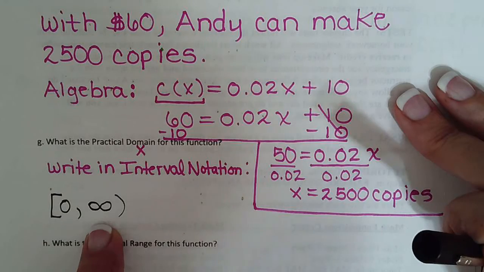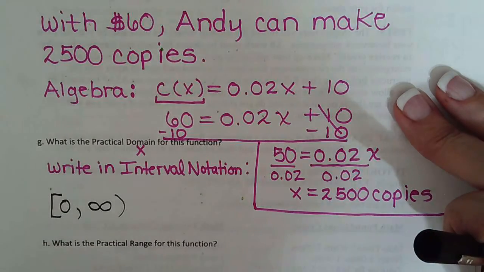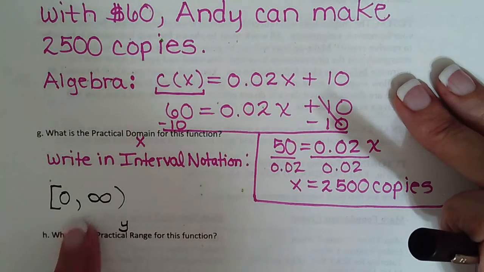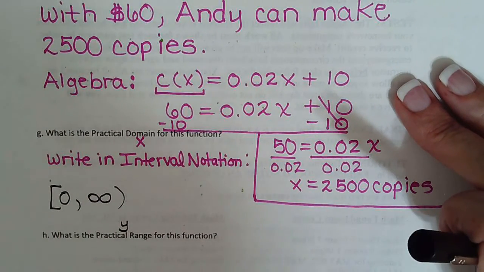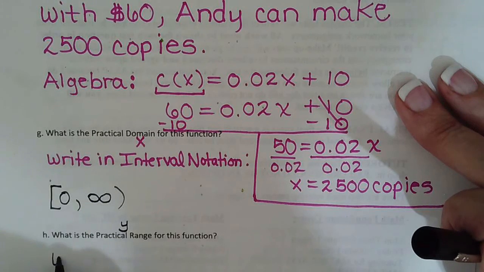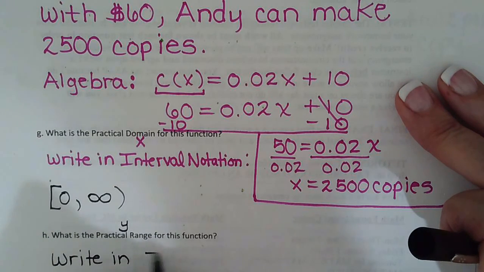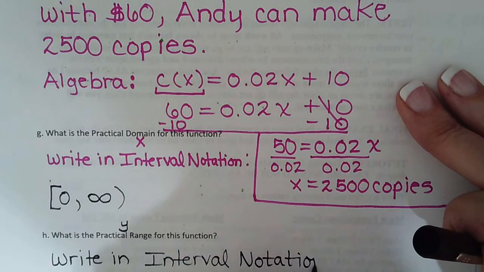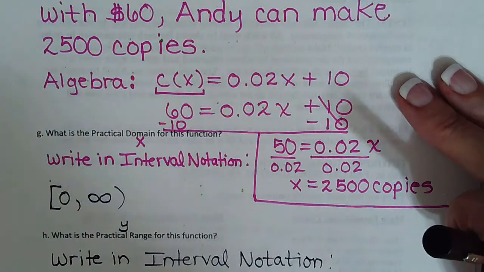So now that you've seen me do this, I want you to try to figure out the range. So go look at the Y values in the table and see if you can come up with interval notation for the Y values. And this one also on the test and final says write in interval notation. So write both of those down so that you remember that for the test.